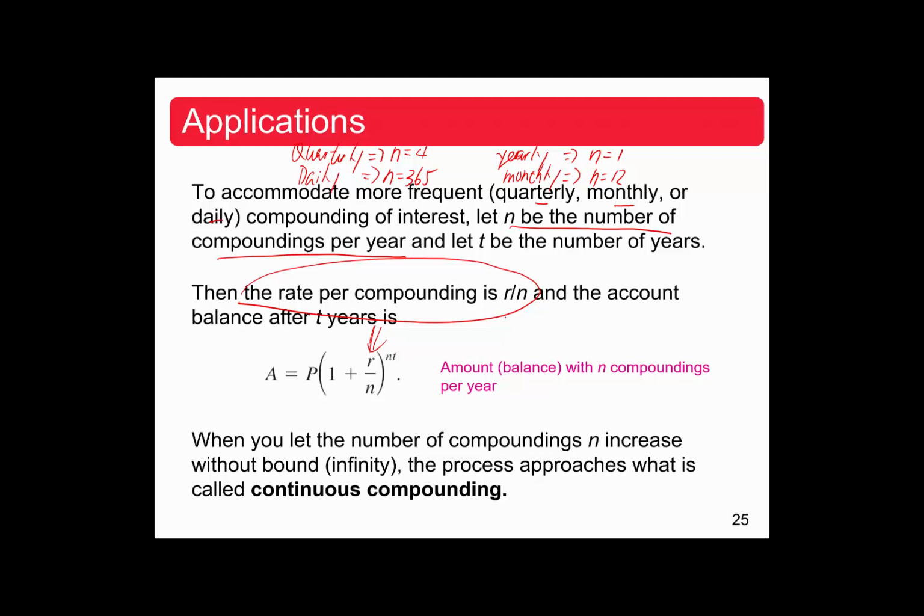And when n, the number of compoundings, increases without bound, meaning infinity, when n approaches infinity, then we have a continuous compounding case. Continuous meaning it's compounded at any given second, right? You basically split the time into infinitely many intervals, so n approaches infinity here: infinitely many intervals for a given amount of time.